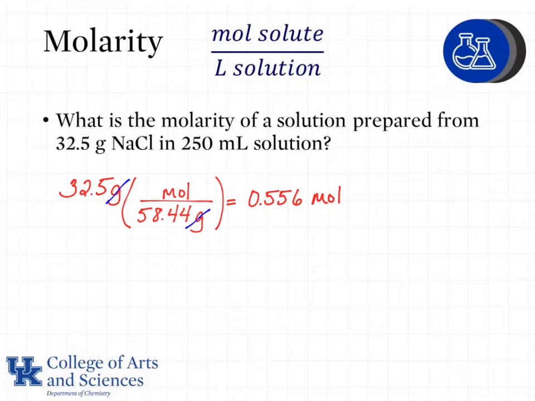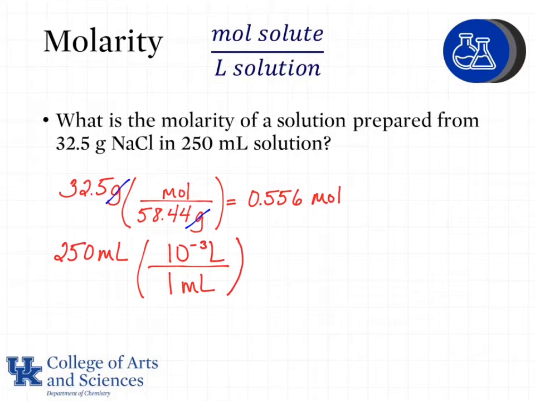Next, we need to convert our 250 milliliters to liters. So we start with 250 milliliters, and 1 milliliter equals 10 to the minus third liters. Remember our expression, put the 1 with the prefix, put the meaning with the base. So we put the 1 with milliliter and 10 to the minus 3, which is the meaning of milli, with liters, the base unit. We cancel out milliliters, and we get 0.250 liters.